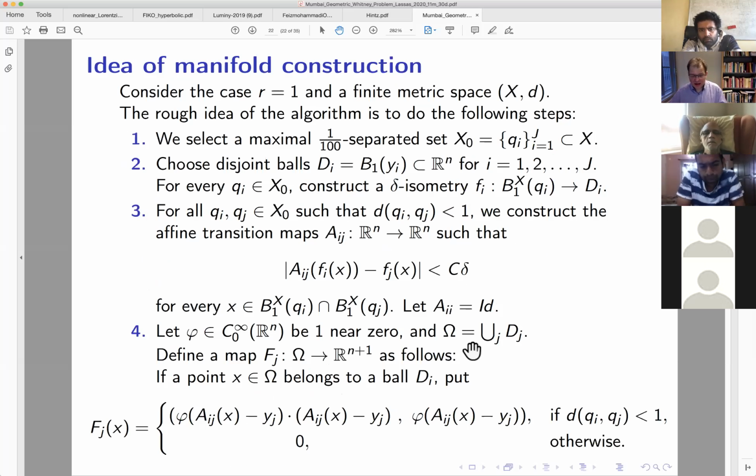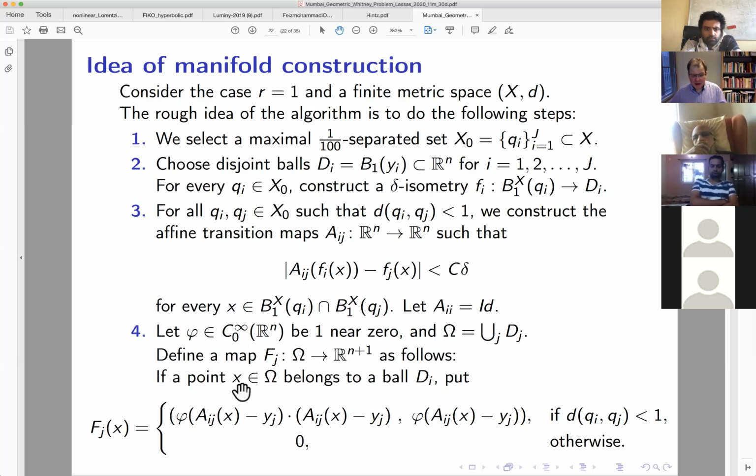Okay, what do we do next? We take omega, that is the union of all these disks, and then by using a smooth cutoff function that is 1 near 0, we define local embeddings. We define maps Fj that map all disks to R^(n+1) as follows.